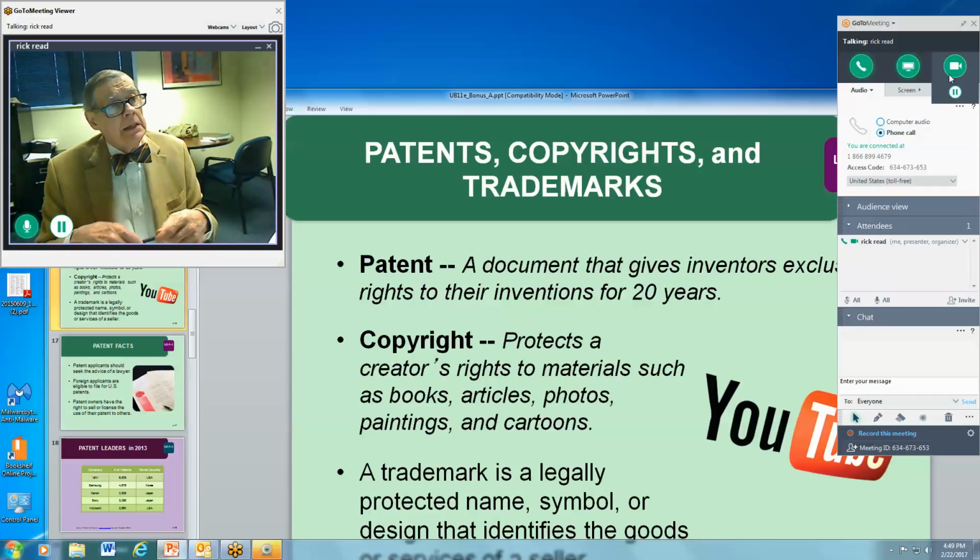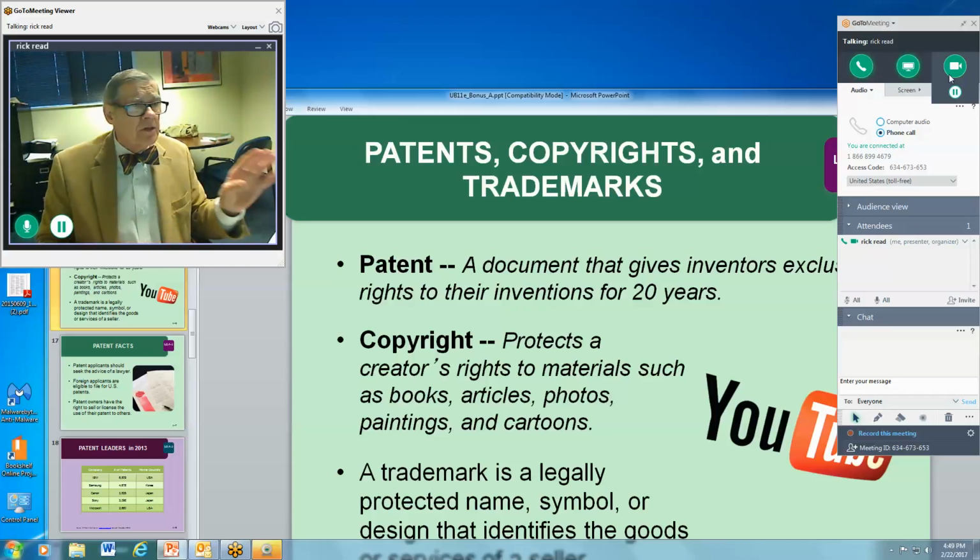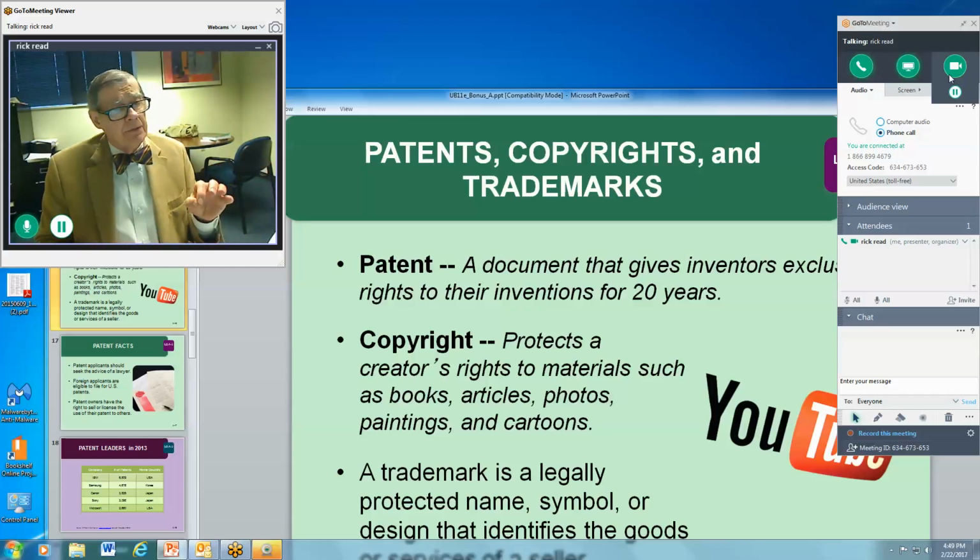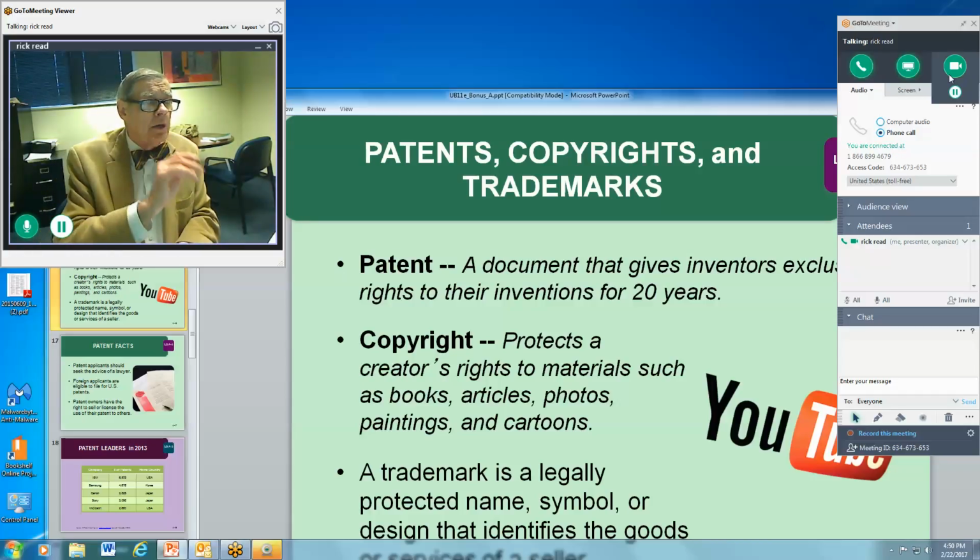And then a trademark, we talked a little bit back in the marketing chapters, gives you a legally protected name like Coke or Scotch tape or Kleenex, or a symbol, or as the slide says, a design that clearly identifies this product as belonging to XYZ Corporation.